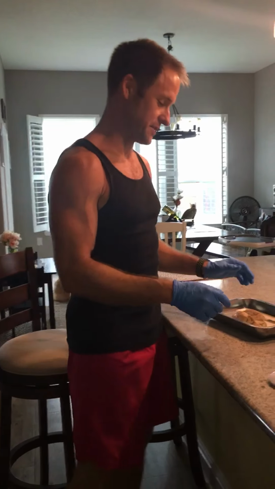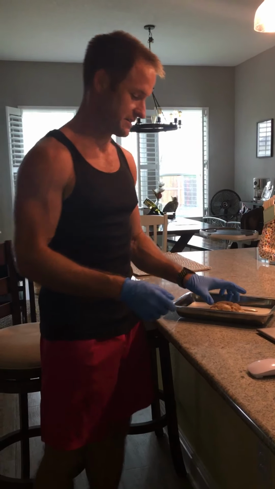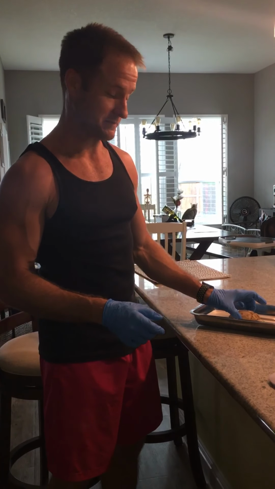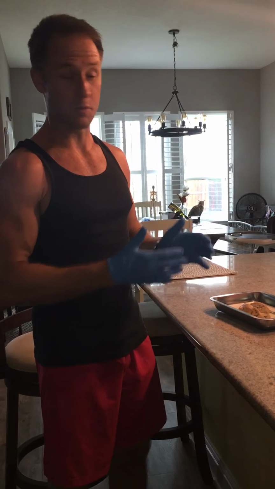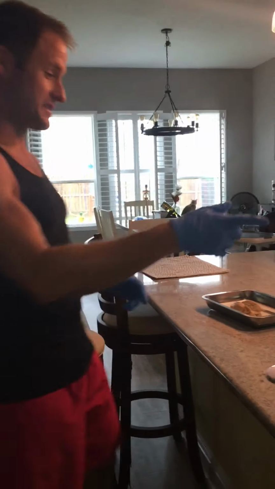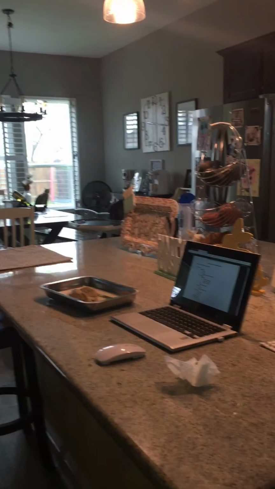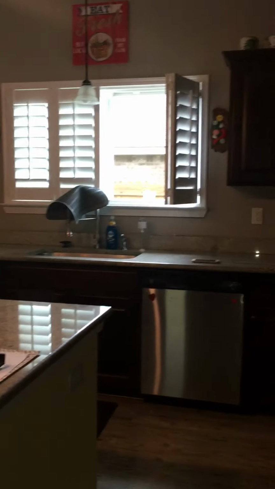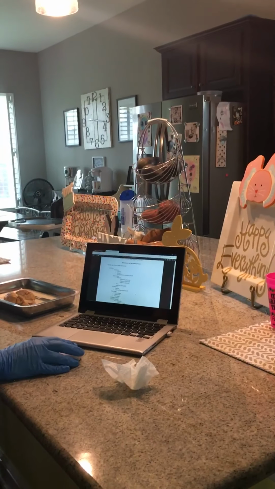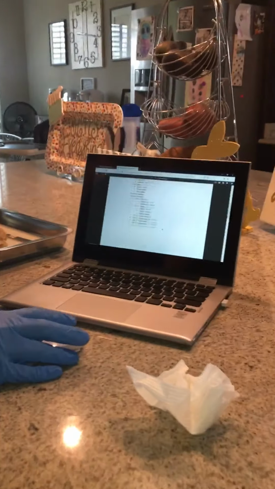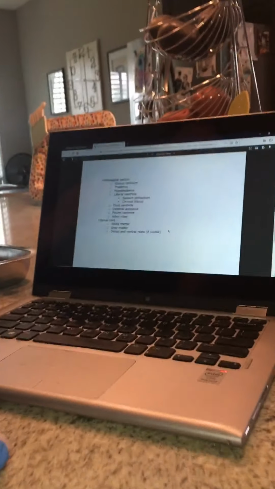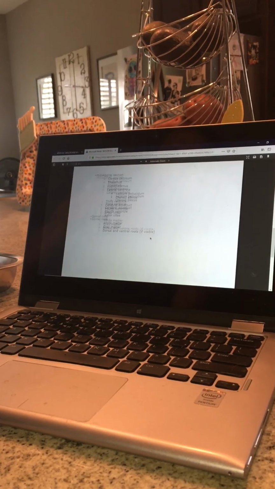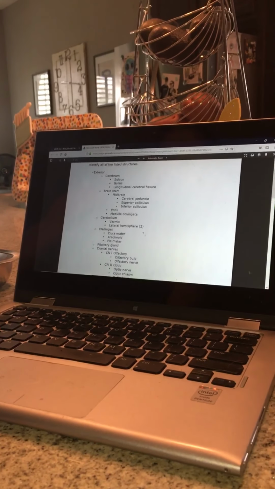All right, I am Brian Hendricks, and we are going to be dissecting the sheep brain today and naming a bunch of nerves and parts of the brain. As you can see, I don't have any other helping materials. The only thing on my laptop is a list of the things I need to name out of the brain. So we will go ahead and get started.